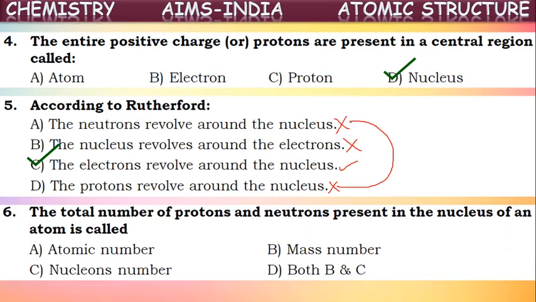The total number of protons and neutrons present in the nucleus of an atom is called what? The total number of protons and neutrons present in the nucleus are called nucleons. So the sum of these two numbers, the total number of protons plus total number of neutrons, is called nucleon number. It is also called mass number. Mass number or nucleon number. Here both are given, so the correct answer is both B and C.